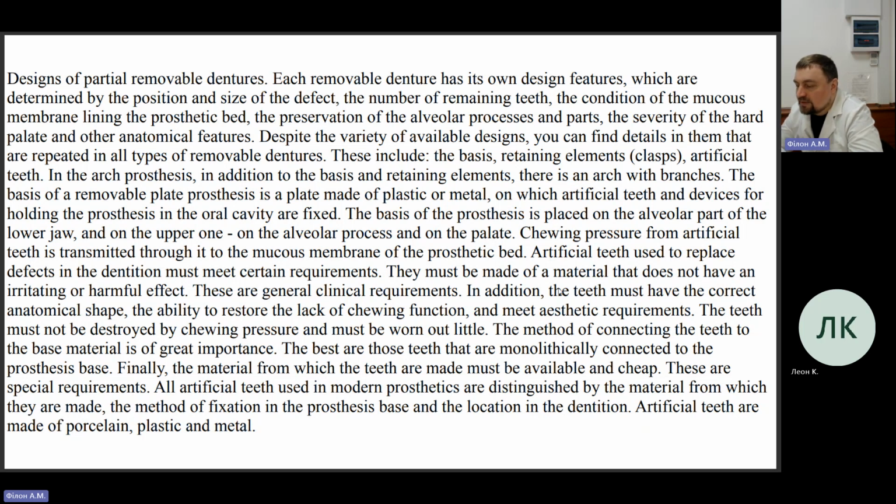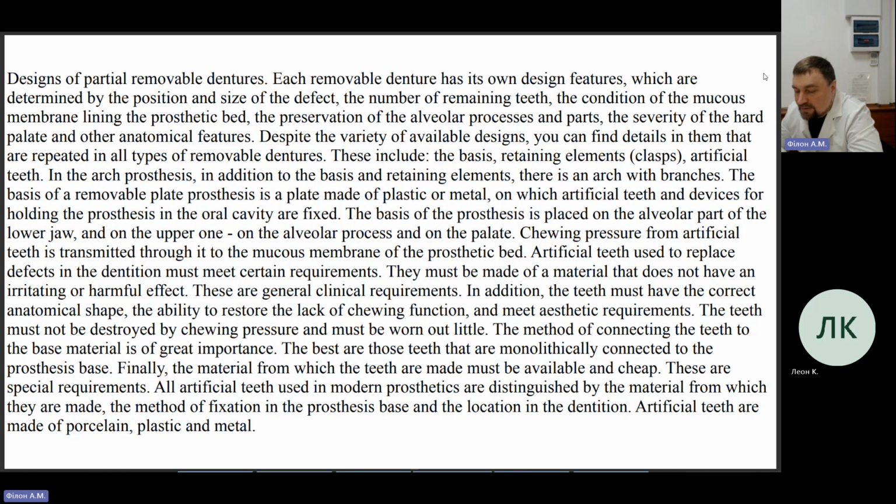They must be made with materials that don't have any irritating or harmful effect, with the general clinical requirements. In addition, the teeth must have the correct anatomical shape, the ability to restore the lost chewing function, and meet aesthetic requirements. The teeth must not be destroyed by chewing pressure and must not wear out easily. The connection of the teeth to the base material is of great importance. Best are those teeth that are monolithically connected to the prosthetic base. Finally, the material from which the teeth are made must be available and cheap.